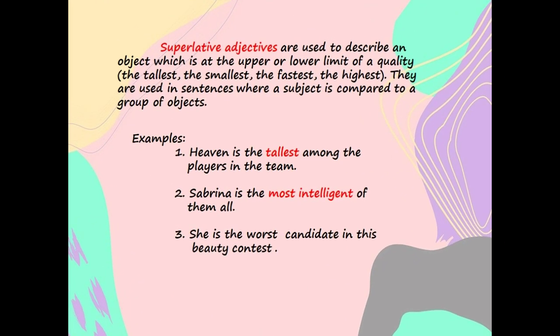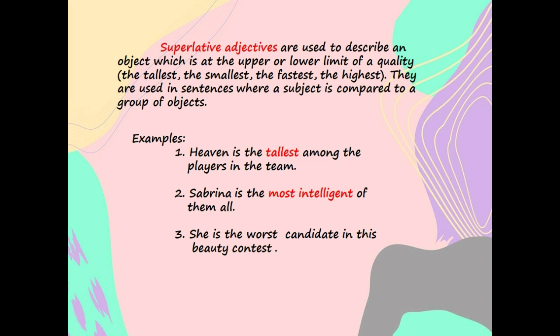Then next, superlative adjectives are used to describe an object which is at the upper or lower limit of a quality. Like when we say the tallest, the smallest, the fastest, and the highest. They are used in sentences where a subject is compared to a group of objects, like in these examples. One, Heaven is the tallest among the players in the team. So tallest is the adjective that we use, which is at the upper limit of a quality.